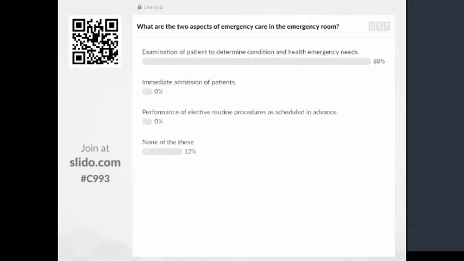Okay. So yes, correct. Examination of patient to determine condition and health emergency needs is one of the two aspects of emergency care in the emergency room. Performance of elective routine procedure is not. It's performance of emergency procedures or actions, not scheduled in advance, but emergency procedure. So that is why this is wrong.